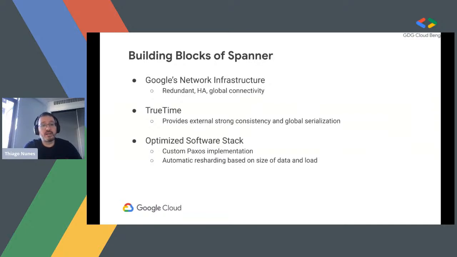And this is very important for us to be able to provide the high availability that we can give. The second is TrueTime. So TrueTime is key for providing the external strong consistency that is available in Spanner and to be able to implement the current transactional semantics that Spanner offers. Finally, what we have is the software stack itself. So we do have a custom Paxos implementation, and we also have an automatic system to reshard your data based on the size of the data and the load.